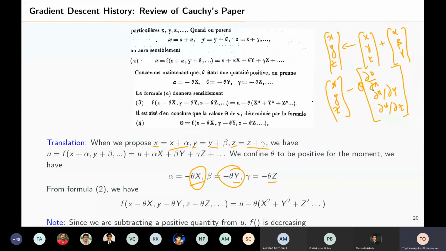So this is nothing but the gradient descent method that he proposed, right? So I can call this whole thing as a vector x, and then minus the step length theta, and then this is nothing but the gradient of f, or in this case you can say u. So in this case we can say u, gradient of u at x bar. Okay, so this is the origin of the gradient descent method.